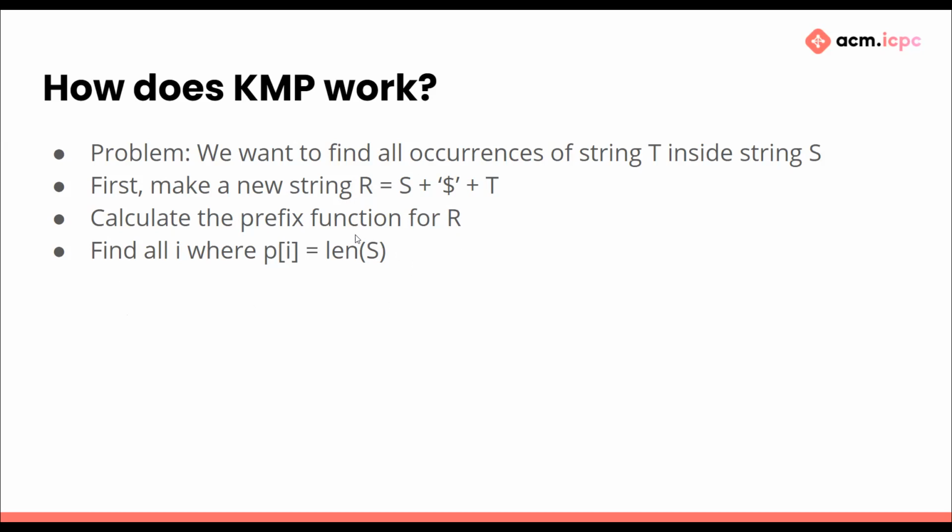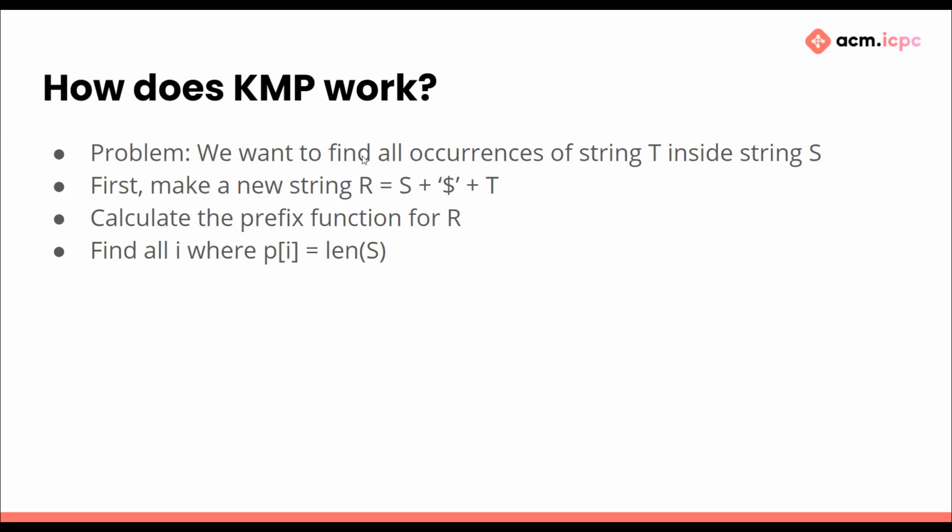And lastly, we look at all the indexes inside our prefix function array where pi equals the length of s. Because what this means is that the longest prefix that is also a suffix of the substring 0 to i is of length s. But since the way we defined r tells us that the first s characters of this new string r is equal to s.